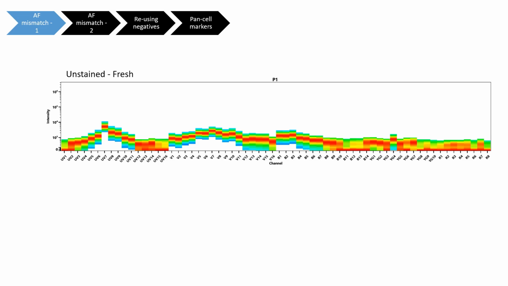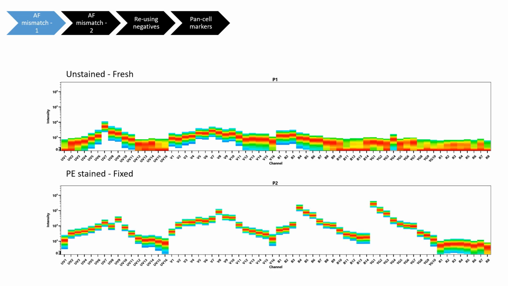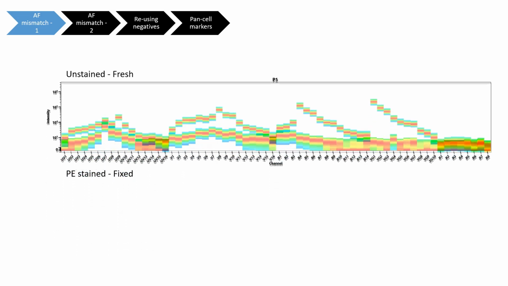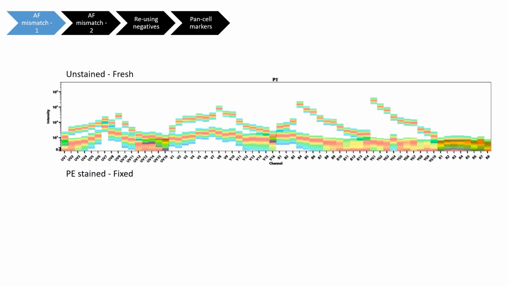I have an experiment here where I am using a universal unstained that is fresh PBMCs, and I have one reference, PE, on a fixed PBMC sample. When these are overlaid, you can see that the autofluorescence of the fixed around the mid-violet and early UV, as well as others, does not match up.